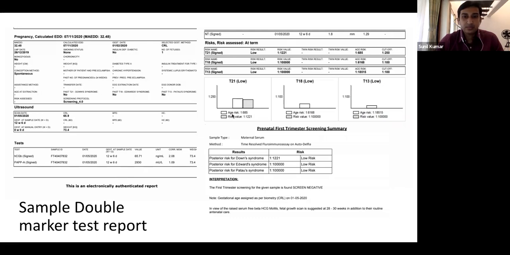So here, what happens to the risk? Age risk for T21 is 1 in 685. Low, intermediate, or high? I told you between 1 in 250 to 1 in 1000 is intermediate risk. So this is intermediate risk. Age risk is intermediate. Risk value is 1 in 1221, so this is low risk, it has been mentioned. Age risk and the risk value by biochemical markers. All right, so all are low risks here. So it is screen negative.